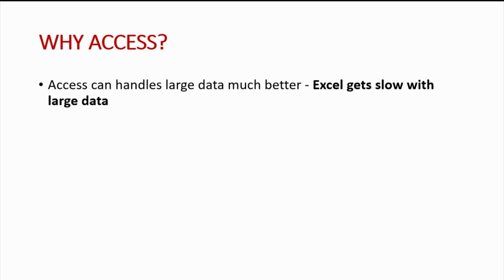The first point is that Access can handle larger data much better. When it comes to large amounts of data, that's what Access was built for. So it can handle large amounts of data better. But Excel gets slow when large data is added. As the data in Excel becomes larger, the application also becomes slower and slower.